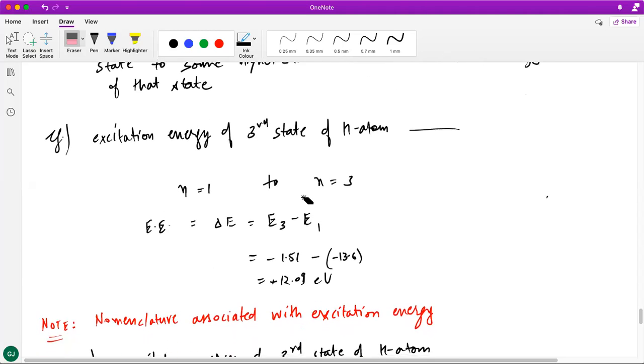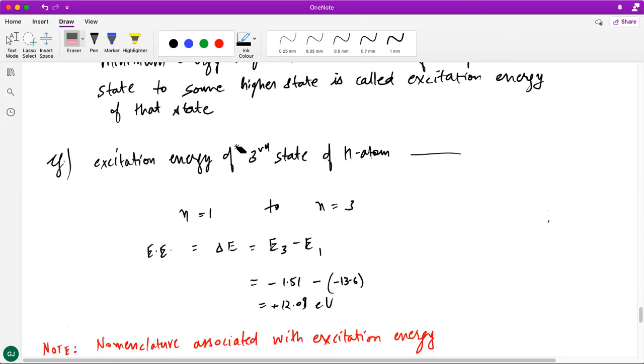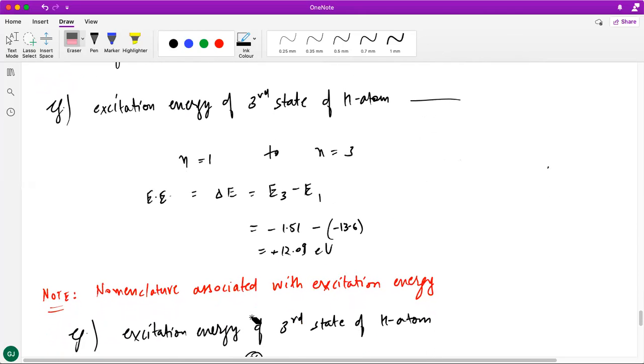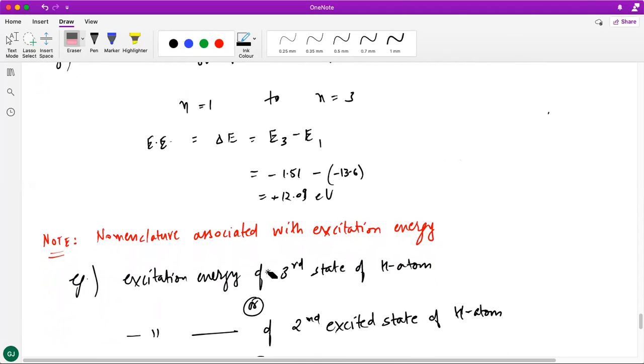Okay, now notice, with this definition of excitation energy, a nomenclature gets associated. One would be very simple for you to understand: I can write excitation energy of the third state of hydrogen atom as excitation energy of the second excited state of hydrogen atom, because we just understood the definition of excited state. So n equal to 3 means second excited state, right? So this is plain simple and obvious.